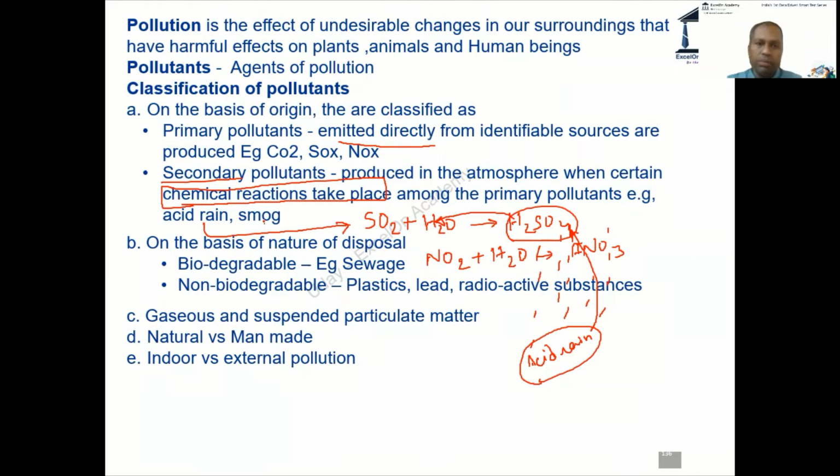Now smog. This is a term that you would have heard. Smog is basically derived from two words. What are they? Smoke plus fog. Yes, smoke plus fog. So this is also a secondary pollutant, because smoke is the primary pollutant that mixes with fog and causes smog. Okay. Any other secondary pollutant that you are aware of?